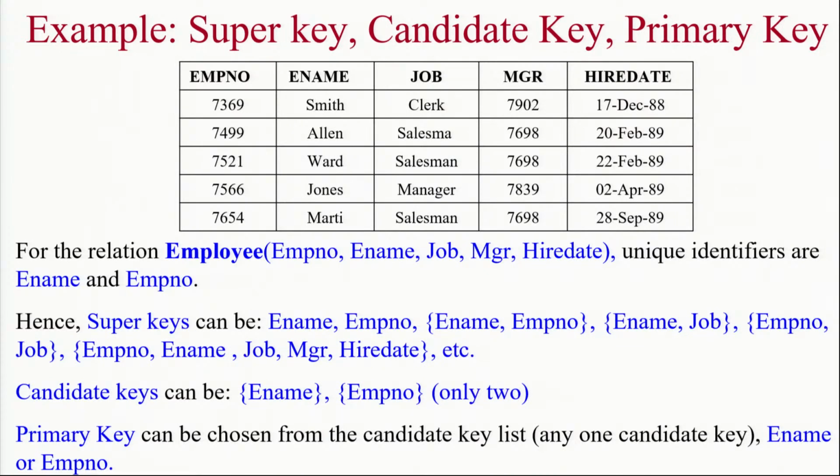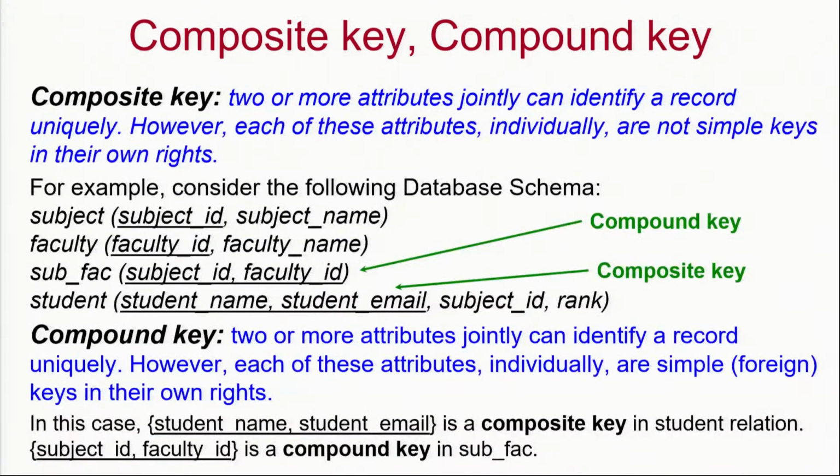To manipulate them, we can do that easily, and therefore, primary keys are preferably numerics or numerical. Now, a key which has more than one attribute is called a composite key. For example, in a student relation which has student name, student email, subject ID and rank, we call the student name and the student email together the primary key.